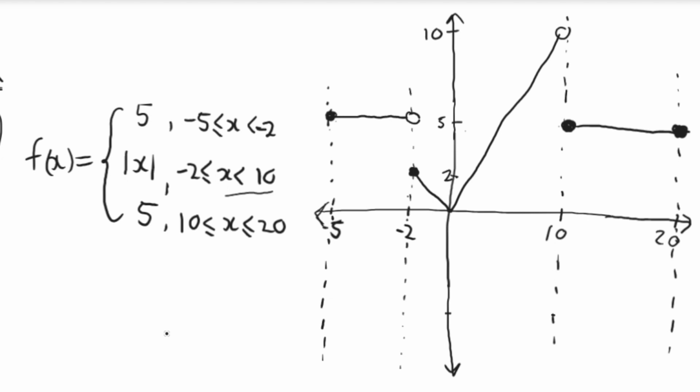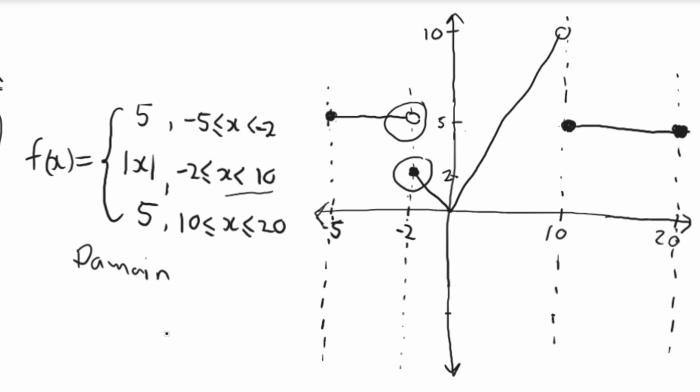Now let's look at the domain of this function. The domain will be, let's look, we start from minus 5, we go all the way to 20. Do we have a point where we skip some value of x? The answer is no, because at minus 2, look at minus 2. Minus 2 is open here, but it's included here, so we cannot exclude it. It's part of the domain.